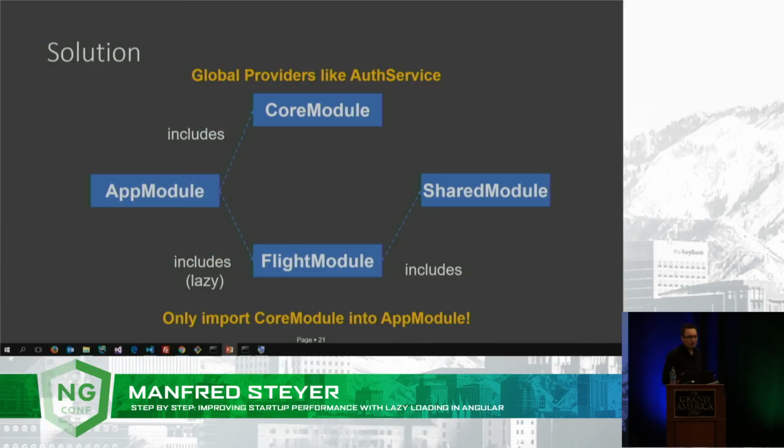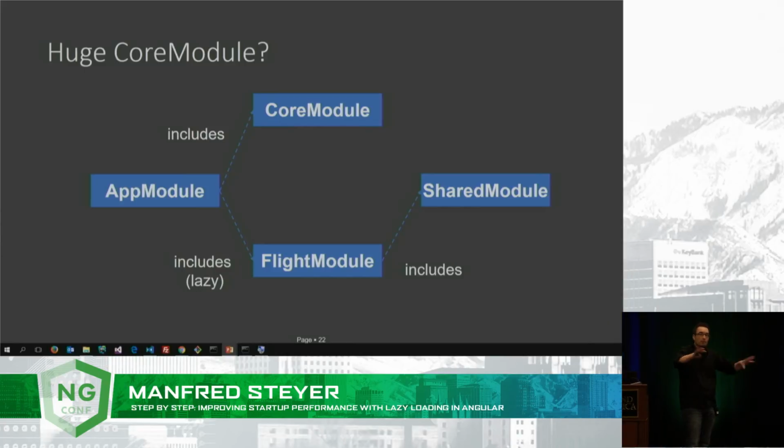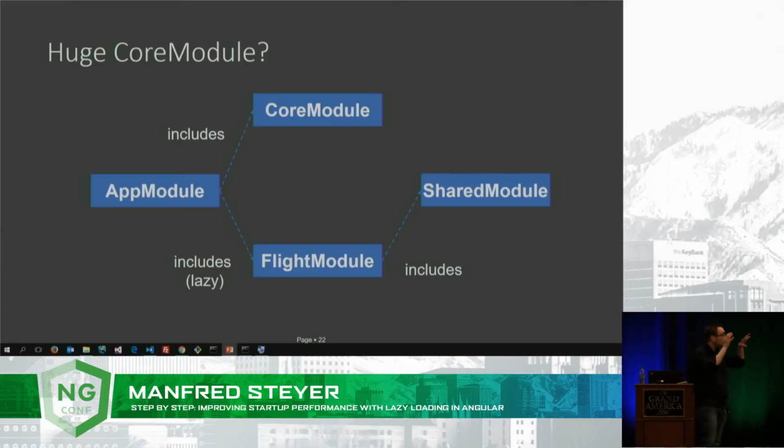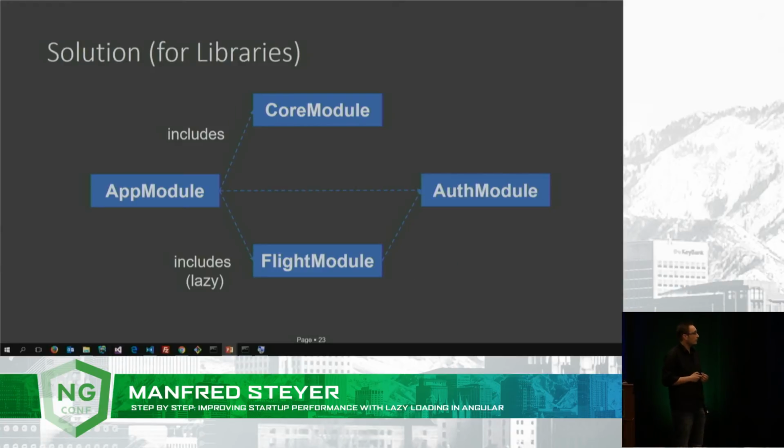But when you are going with this solution, you very easily end up with a very, very huge core module. And this is problematic. It is also problematic because this pattern is splitting up your composition. It is splitting up your shared module into the shared module and into a core module part. And that's why I'm preferring another solution.